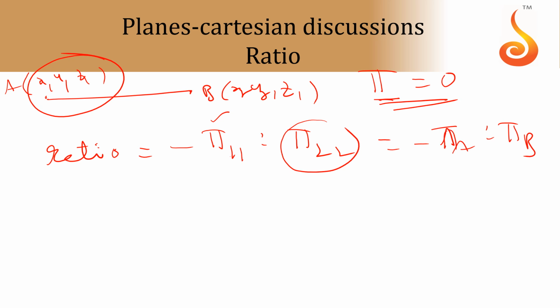You know that if this total ratio is positive, it is internal division. When will it be positive? When pi a and pi b, let us say, have opposite signs. If they have opposite signs, minus pi a is to pi b will be a positive ratio. Then internal division, then the points will lie on opposite sides. So opposite signs, opposite sides. Same side: pi a and pi b have the same sign, the ratio will be negative, so external division. The points will be on the same side.